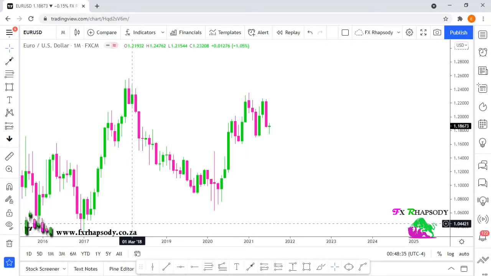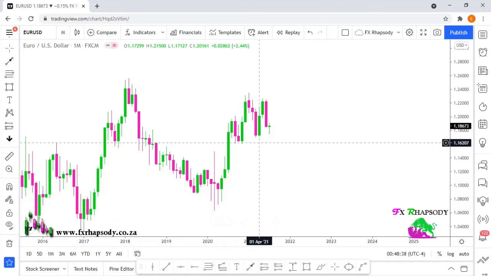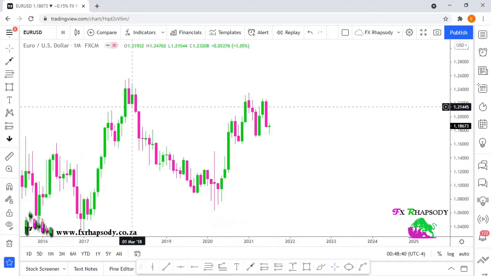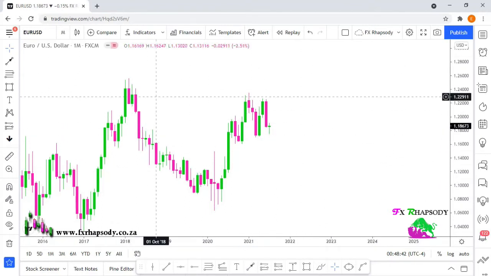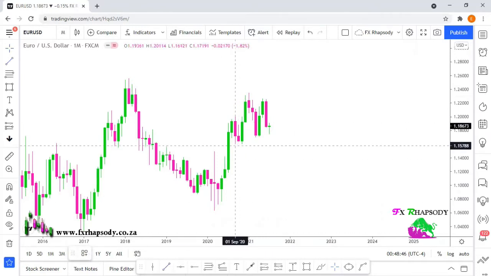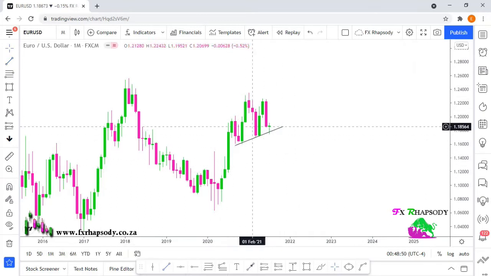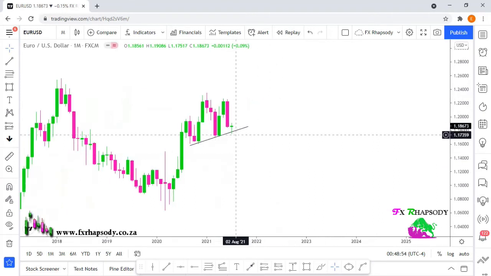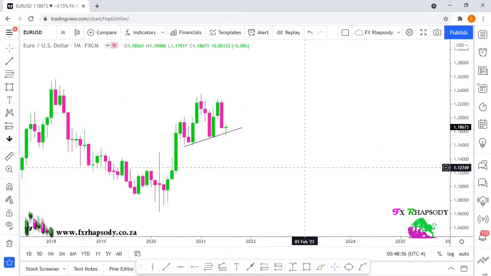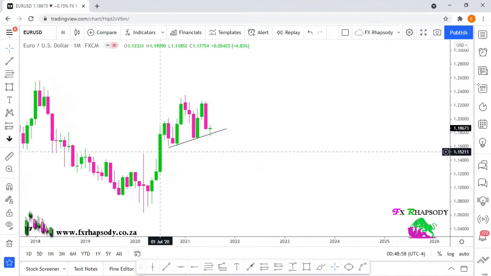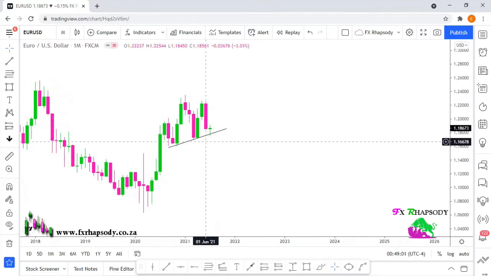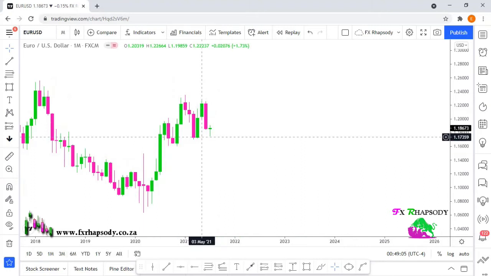Right, let's hit the charts. Let's start off with the Euro USD dollar. Now, on a monthly time frame, we can see that the month closed. We've got this slight little trend line that's going up, a slight movement to the upside. The monthly candle that closed did not break that trend line, so we're still in a slightly upwards, bullish movement with the euro.